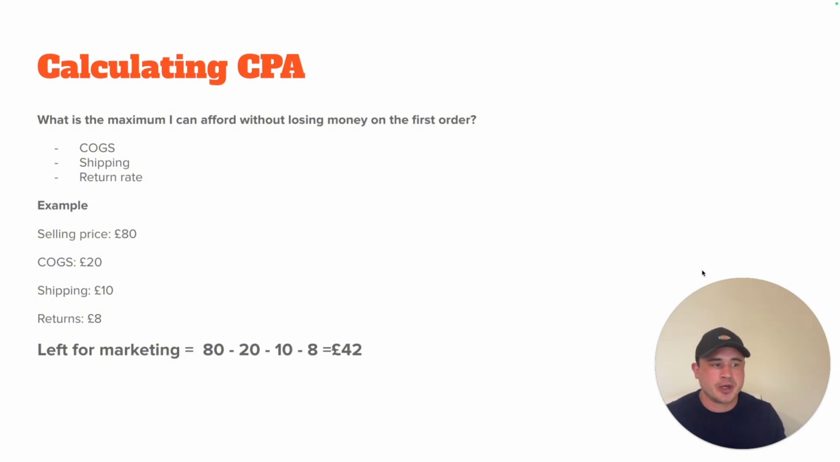So if you do the example here, selling price £80, cost of goods sold £20, our shipping £10, and then our return rate accounts for £8 per order. That means, putting it all together, we have a total of £42 left, which is basically profit at the end of that, we can afford to spend on marketing to acquire a customer without losing money on each order that we're sending out.